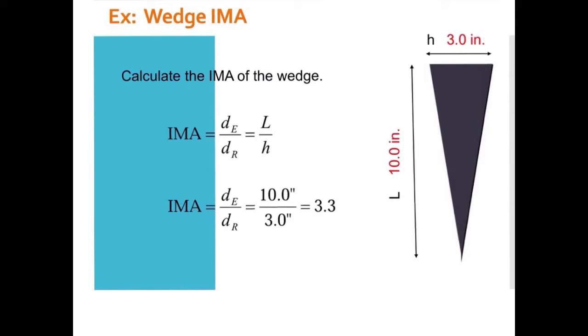The distance effort is going to be, again, the length from the large end to the small, and this problem tells me it is 10 inches. So I place this here for distance effort. Distance resistance is going to be here, the height of my wedge. And it tells me in the problem it's 3.0 inches, so I place that here. My inches cancel out. 10 divided by 3 is 3.3. So the ratio for my IMA is 3.3.